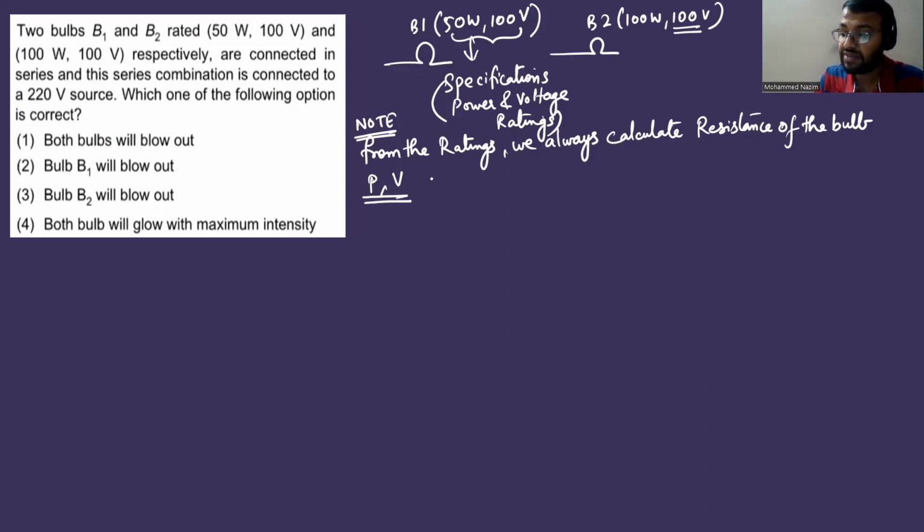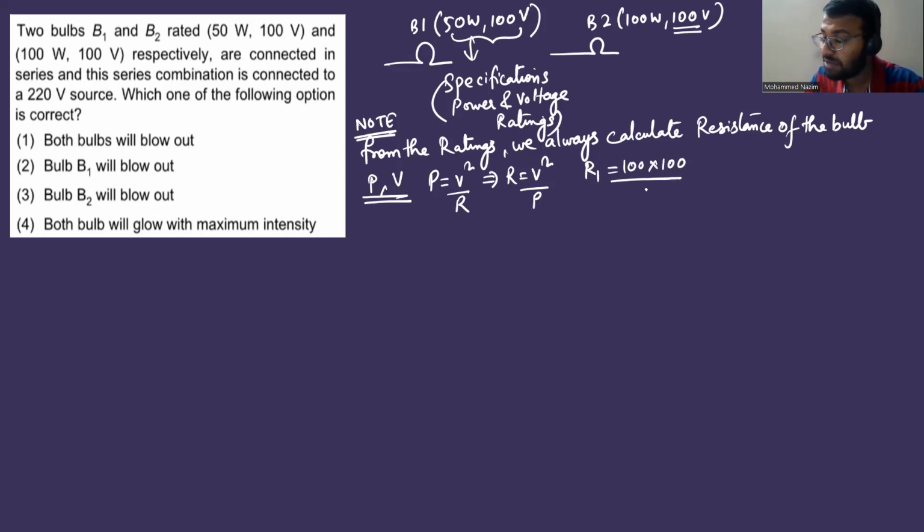So when P and V are given, how do we calculate resistance? We know P equals V square divided by R. So resistance is nothing but V square divided by P. What is the resistance of bulb 1? Resistance is V square, which is 100 into 100, divided by P. P is 50. So this will become 100 into 2, which is 200 ohms. And what is the resistance of the second bulb? Similarly, V square, which is 100 multiplied by 100, divided by 100. So 100 will cancel.